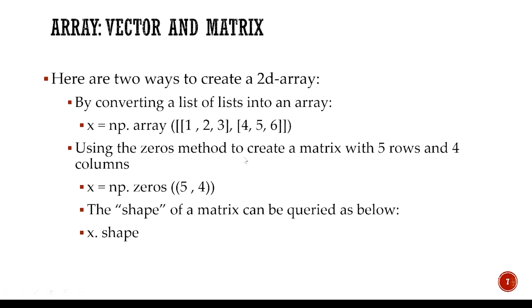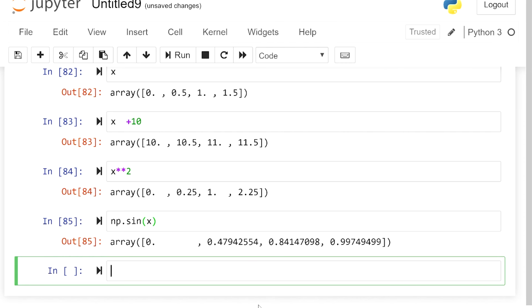Using the zeros method to create a matrix with 5 rows and 4 columns. So now if you want to specify the size, you apply zeros. The first one shows the number of rows. The second one shows the number of columns in your matrix. And if you want to know the size of your matrix or the shape, then you apply the shape method, and then it returns the number of rows and number of columns for your data. So let's print and implement this in a notebook.